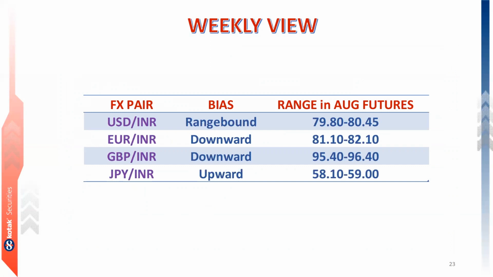August is clear because July 27th is going to expire midweek. August 26th is what is relevant for us, and this is what is our bias. We are still downwardly biased on the euro and the pound. USDINR has a sideways to a slightly upward bias, due to the downward correction in the USDJPY.